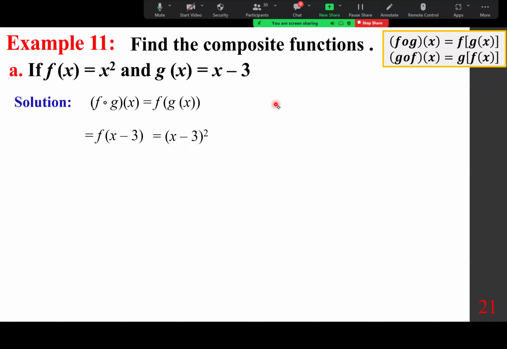What is g of f? G of f of x. That means g of x squared, which makes this x squared minus 3. There is no restriction, okay, for any of them.